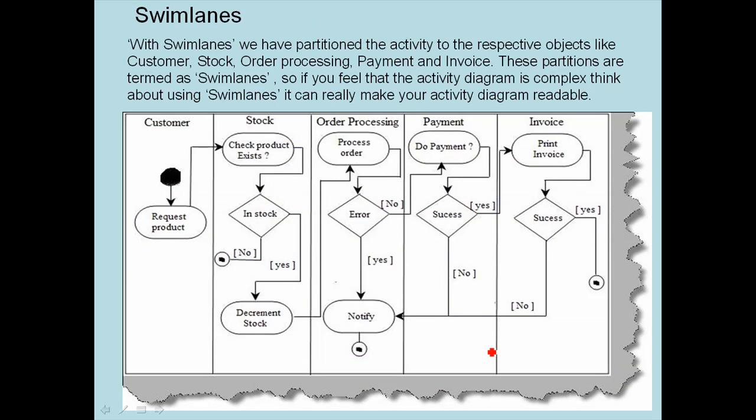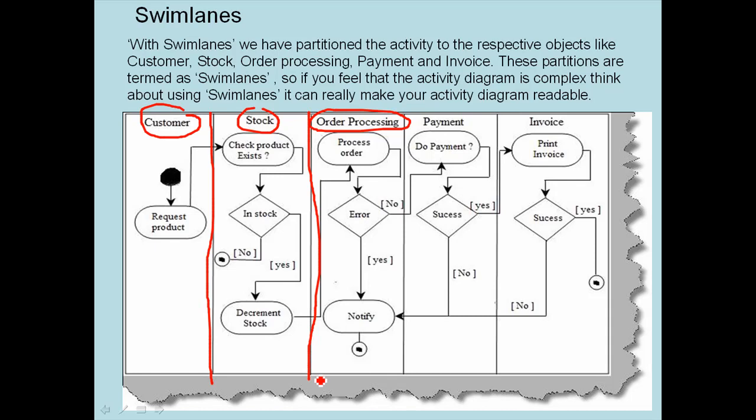So what I've done is show the same diagram, but with partitions and with responsibility. So for example, I've shown the customer, the stock, the order. These are the components or the objects or the sections who are responsible for these activities, and the partitions are shown in this way.